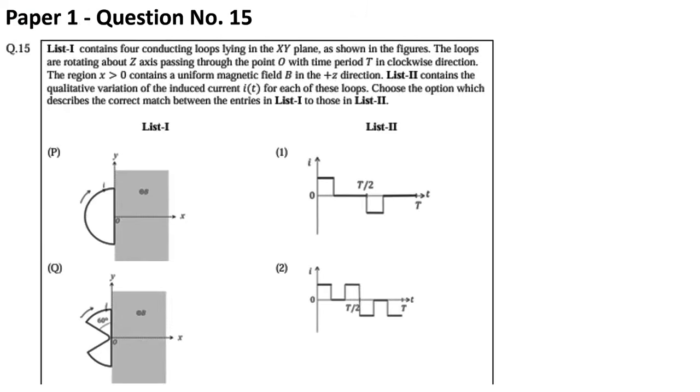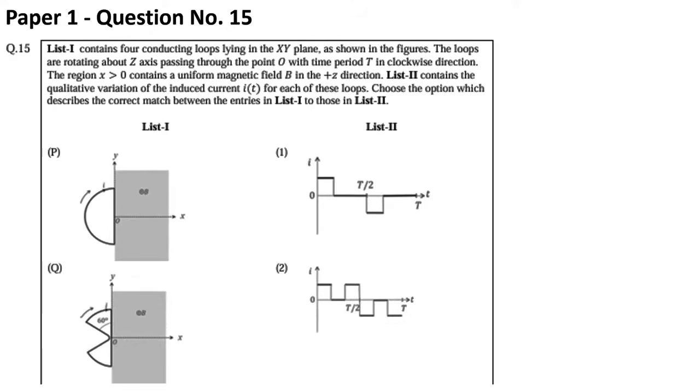So we are discussing question number 15 now. In question number 15, you can see the left-hand side column contains 4 conducting loops. All right, and the magnetic field is in the positive z direction. Okay, so suppose I draw a diagram something like this, and the magnetic field is outwards.